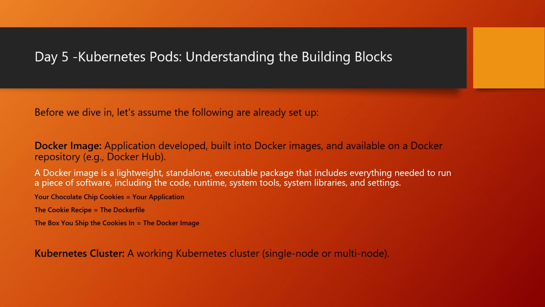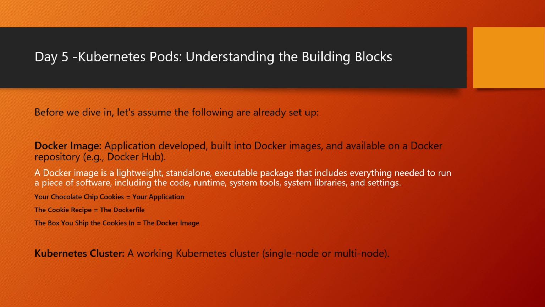Okay. Now, what is your Docker image? Let's say you have one chocolate chip cookies. That is your application. That is the end result. Means you have baked one chocolate chip cookies. But how that cookie is baked, all the recipe is written in the Docker file. Okay. And inside one box, you will package that cookies and that box is called as the Docker image. So you have three concepts. One is the application, the other one is the Docker file, the other one is the Docker image.